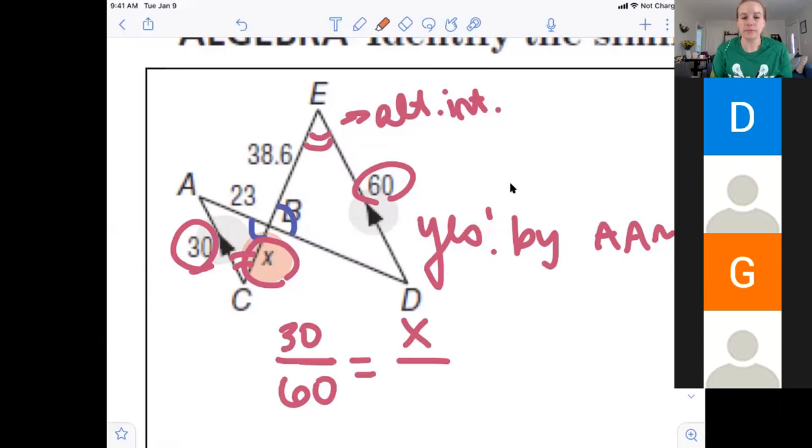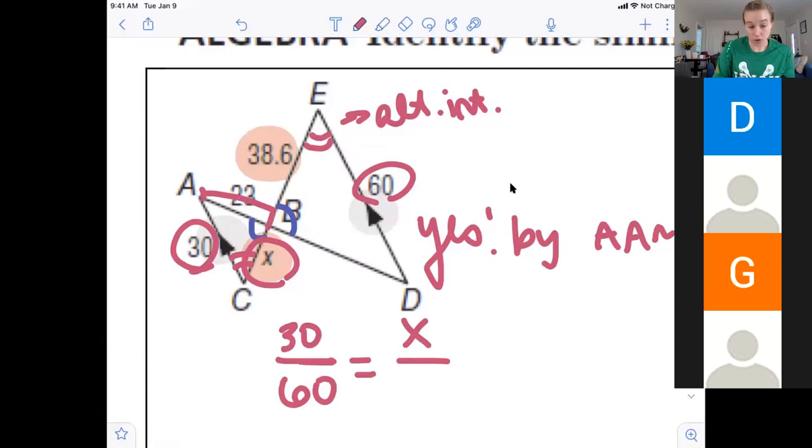Are we quiet because we're getting lazy, or are we quiet because we don't know? Is it 38.6? It's going to be 38.6. I know there's a lot of numbers over there. 23 refers to AB, this side right here. And then 38.6 goes with BE.